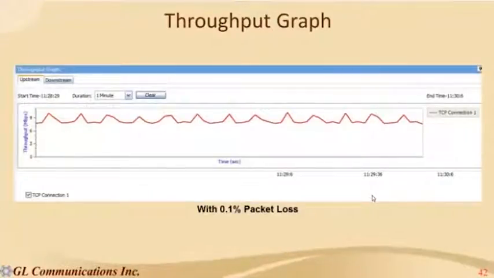And we also have some graph display. We plot it continuously at runtime. So we have a throughput graph, throughput in Mbps versus time, and this we have captured by introducing 0.1% packet loss. As you can see, the throughput continuously keeps varying. It reaches a peak and drops down.